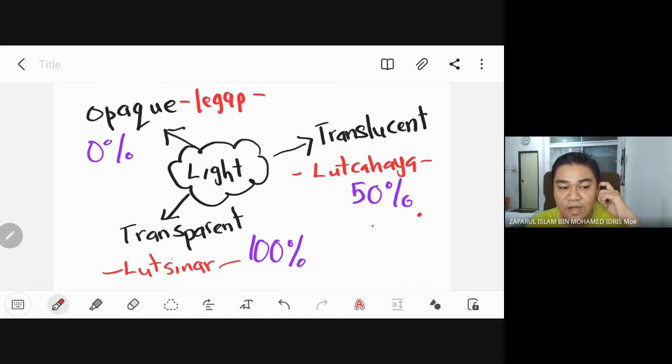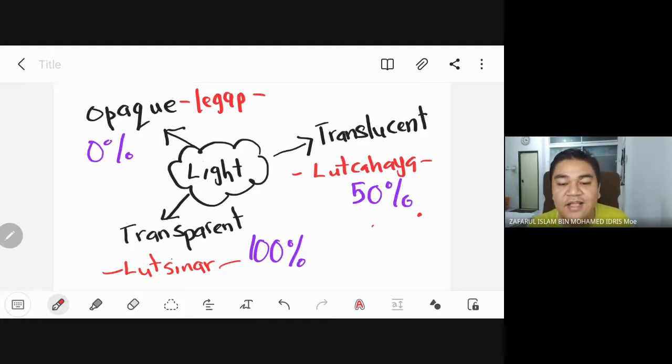And then the third one, opaque. Okay, what are the meaning of opaque? Legap, dia langsung. Okay, do not allow. Okay, kita dah record, nanti boleh tengok balik. Okay, so opaque ni dia 0%. 0% ni maksud do not allow any light to go past through it. Maksud dia tidak membenarkan langsung cahaya menembusinya. Contoh paling senang, pintu.